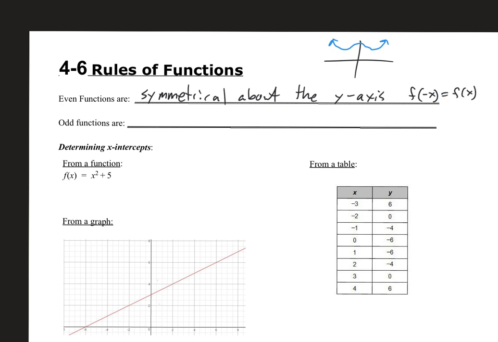Okay, so they have the same height. So if you go 5 over here, you're going to have the same height as you go 5 this way.